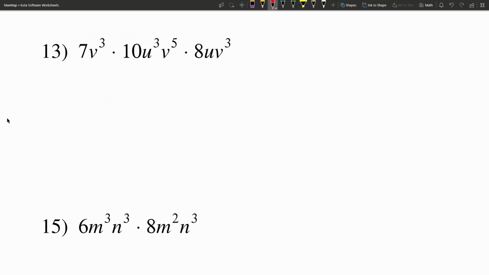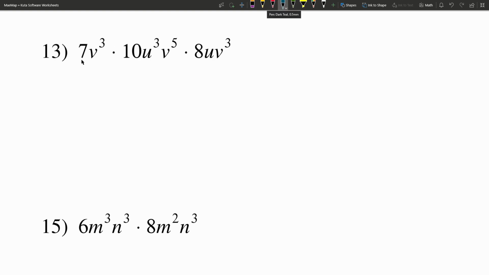Here on the next page, we take a jump up in level of difficulty. But remember, in order to simplify, we have to have the same base. And also remember, multiplication's commutative. So what I'm going to do is start out by rewriting 13, trying to group my similar terms in similar areas, just so visually I can see what's happening.